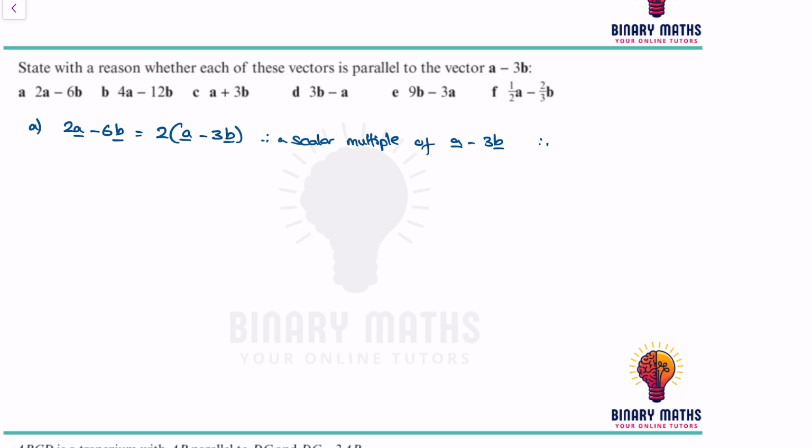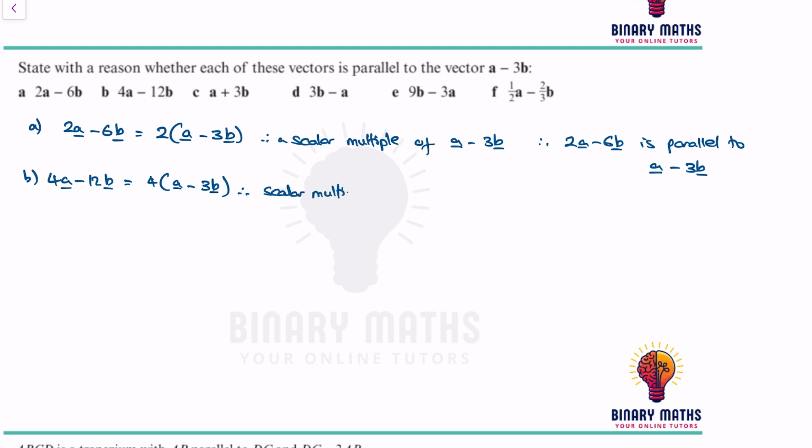Therefore, maybe write a full sentence. 2A minus 6B is parallel to A minus 3B. B, we've got 4A minus 12B, which can be written as 4 lots of A minus 3B. Therefore, scalar multiple of A minus 3B, therefore parallel.